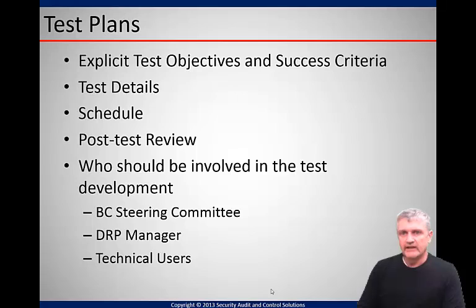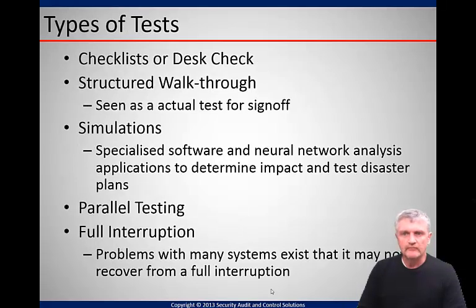And then finally, from a test plan point of view, who should be involved in the test development? We can have a business continuity steering committee. We see that they are dependent on budget identification, policy development, and so on. A DRP manager and also technical users, the champions I've referred to before. And the types of tests include checklists or desk check. So we can sit all around the table and go through a checklist to make sure that we've done that. This is the first step we usually do to make sure that the plans that have been developed are adequate at least. Then a structured walkthrough, which can be seen as an actual test for sign-off.